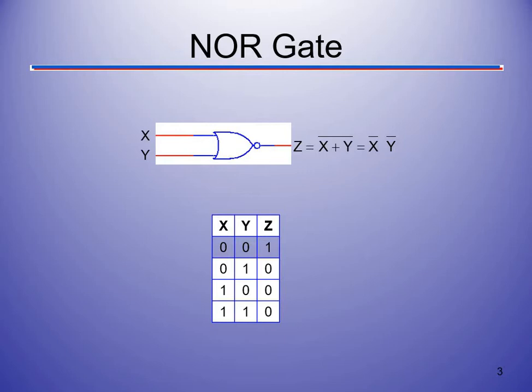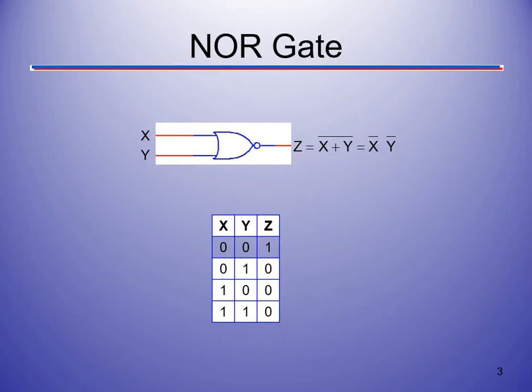Notice it looks just like an OR gate, only we put the inverter bubble on the front of it, just like we did with NAND. So when we do that, you do the OR piece. So this is X or Y, and then you invert it, so you draw the bar over the X or Y. Then you can use De Morgan's to break the line and change the sign, so it ends up being not X and not Y.